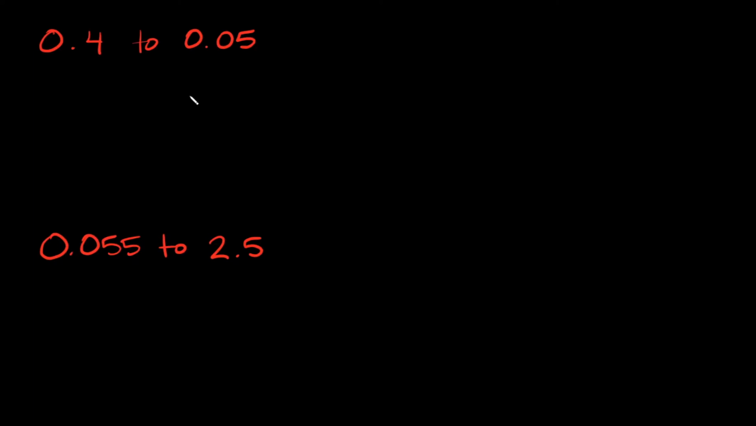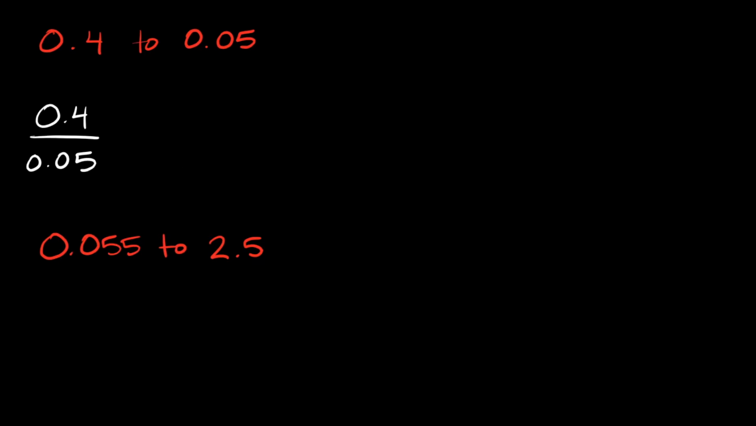Well, this is going to be a two-step process. Your first step is rewriting this as a fraction. So 0.4 to 0.05, I'm going to rewrite that as a fraction. And it's very important: order is very important. Whichever number you have listed first is the number that goes on top in your fraction. So if I rewrite this as a fraction, it'd be 0.4 over 0.05.